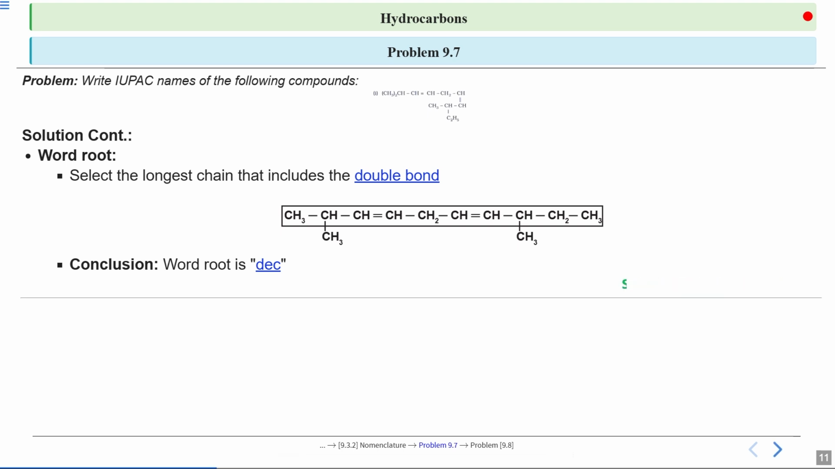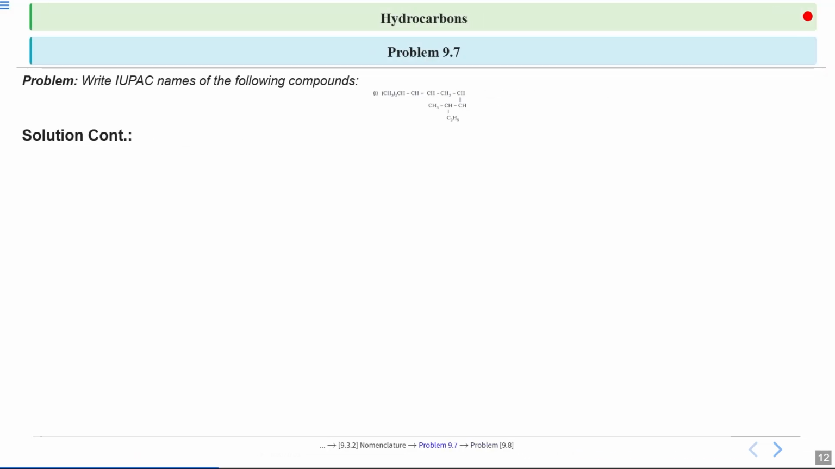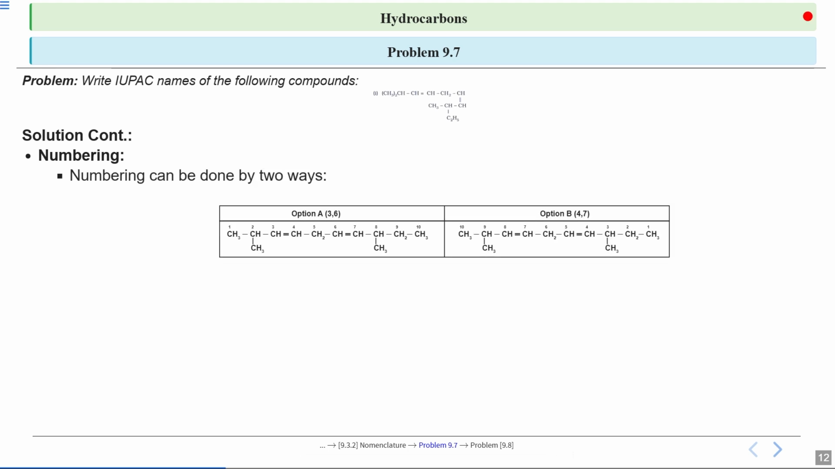So this is the second part of our nomenclature. So we have listed the suffixes and prefixes. Then we have also seen through this longest chain. Now we'll continue our solution. Our next part is numbering the hydrocarbon. How you will do it? So numbering is possible in 2 ways. So either it can be done from the right or from the left. The option A is saying that you can start it from the left. Option B is saying that you can start it from the right. Option A gives us 3, 6 as the position of your substituents, whereas option number B gives us 4, 7 as the position of the substituents.